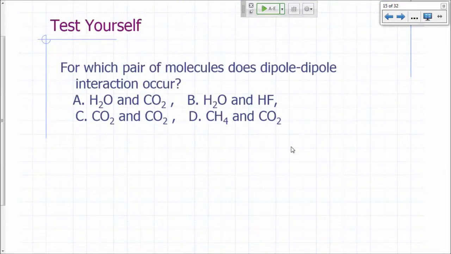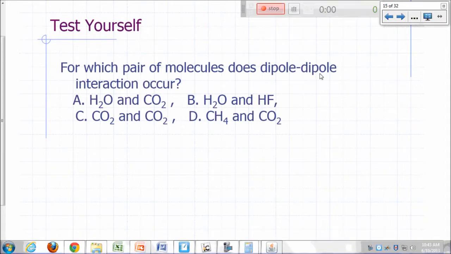All right, let's look at this one. For which pair of molecules does dipole-dipole interaction occur? Between H2O and CO2, between H2O and HF, between CO2 and CO2, or between CH4 and CO2? What would you have to know to be able to answer this question? When does dipole-dipole interaction occur? When you have two molecules that are both polar, right? So another way of asking this question would be, in which case are both molecules given polar?